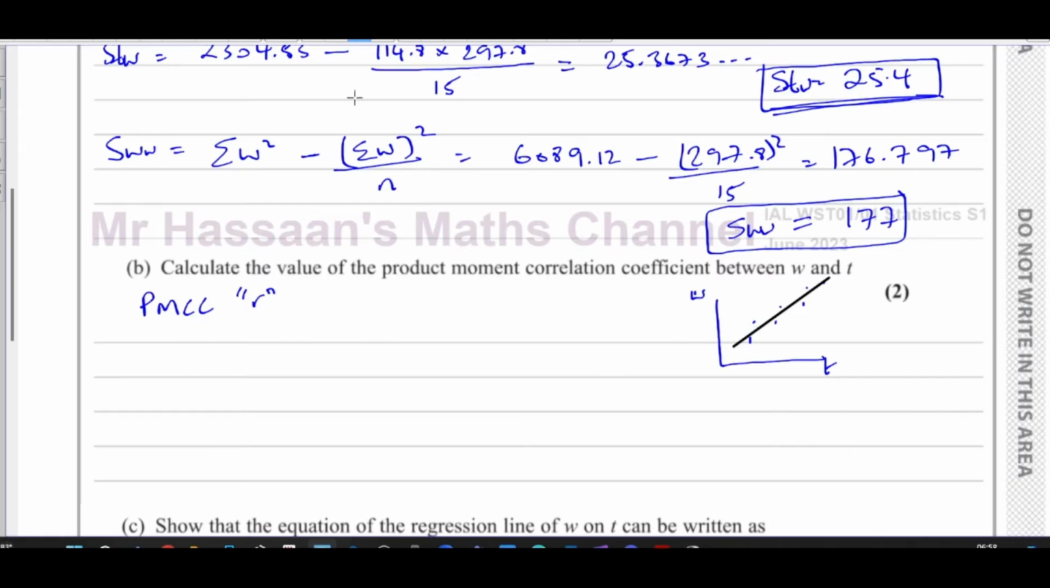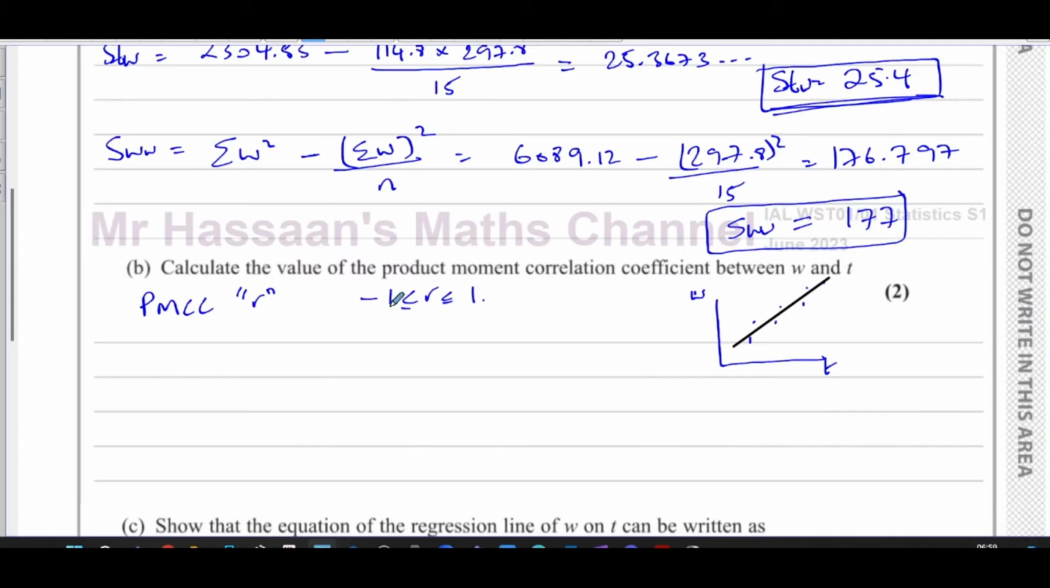Now the PMCC tells us basically how close those points are to a straight line. The sign of it tells us the correlation in terms of is it negative or positive. If R comes out as positive, it means positive correlation. Negative, it means negative correlation. And the value of R indicates to us how strong the correlation is. The PMCC always ranges between -1 and 1. The closer it is to 1, the closer it is to perfect positive correlation, means the points will be in an exact straight line in the positive direction, okay, positive gradient.